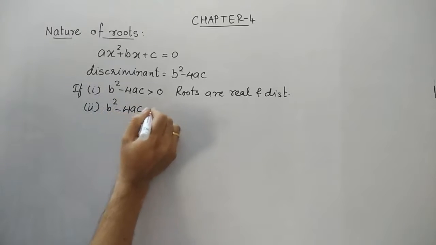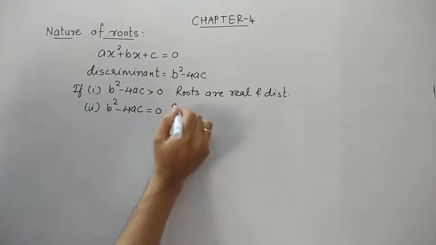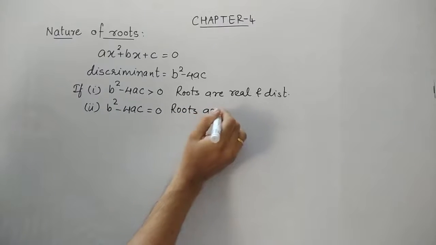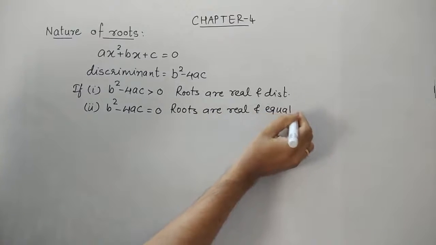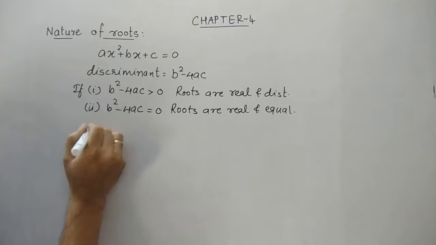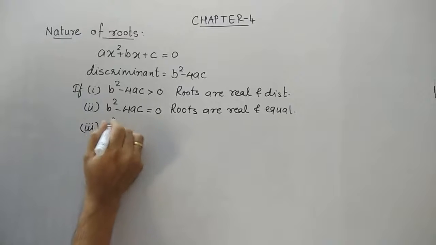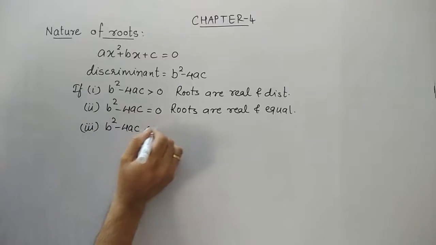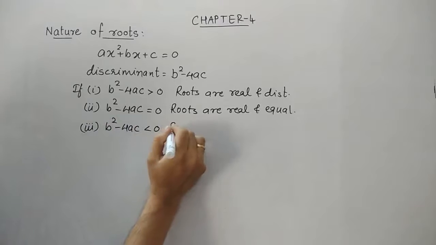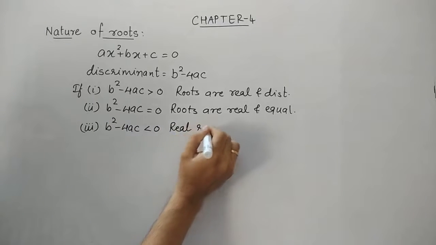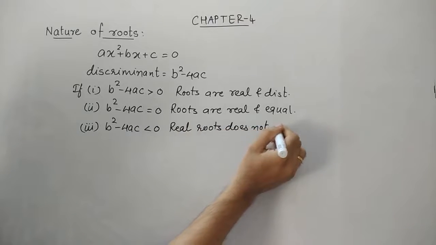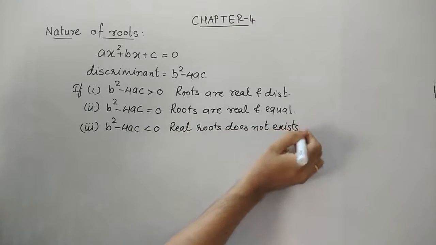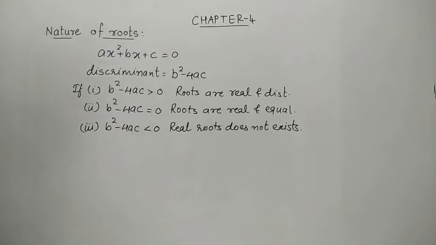If b square minus 4ac equals to 0, we can see that the roots again belong to real numbers, but here they are equal, meaning the roots will be identical. And the third, if b square minus 4ac comes less than 0, meaning a negative number, we can come to the conclusion that real roots do not exist. So these are the nature of the roots, which we'll discuss in the next exercise.